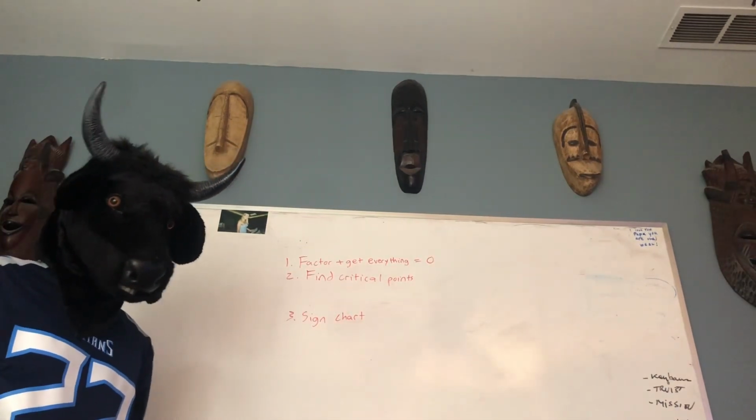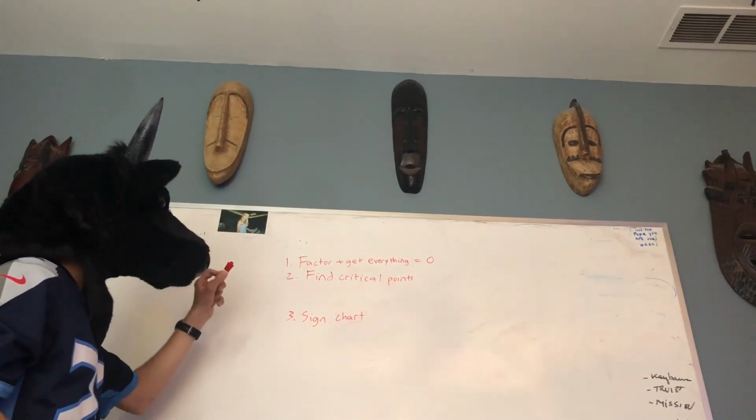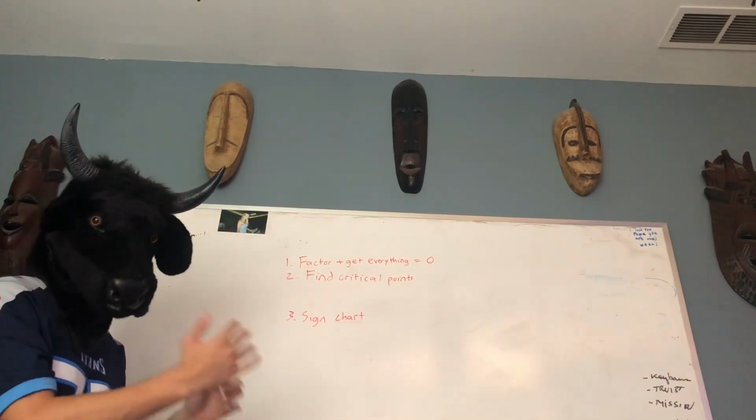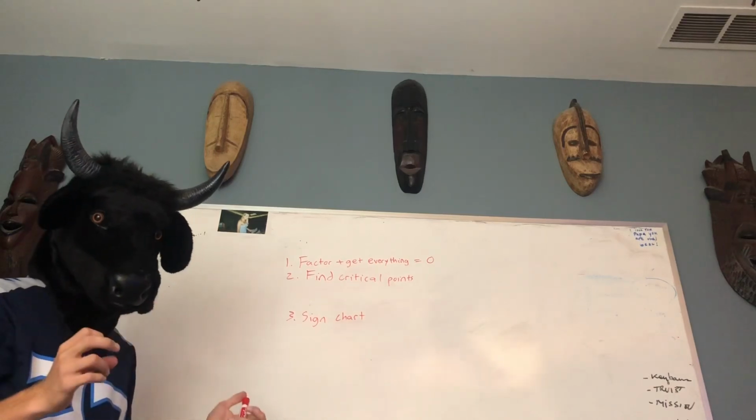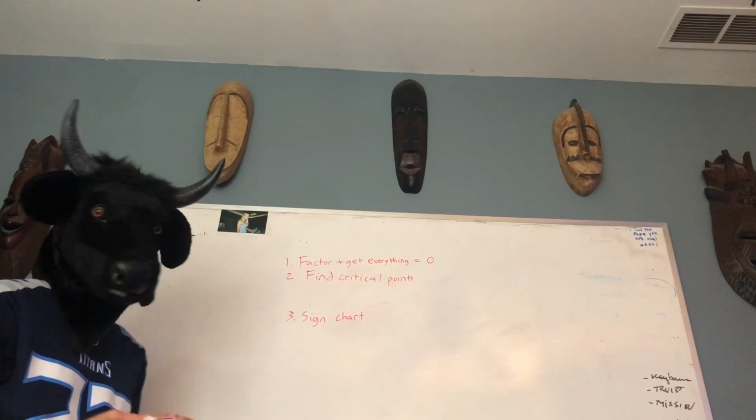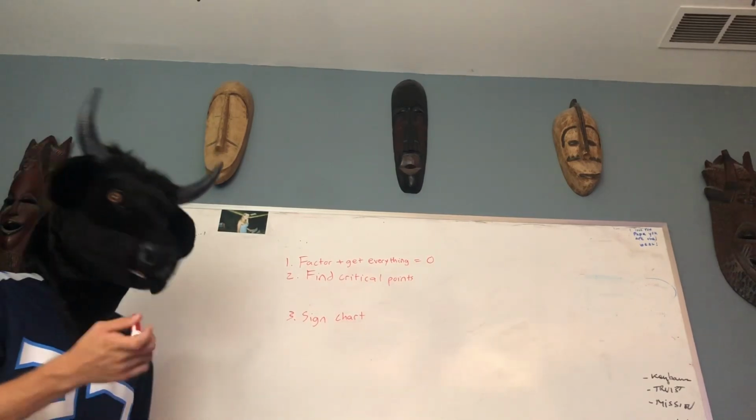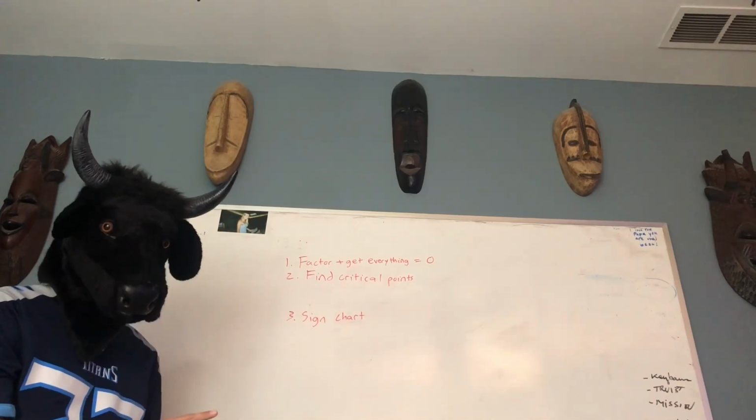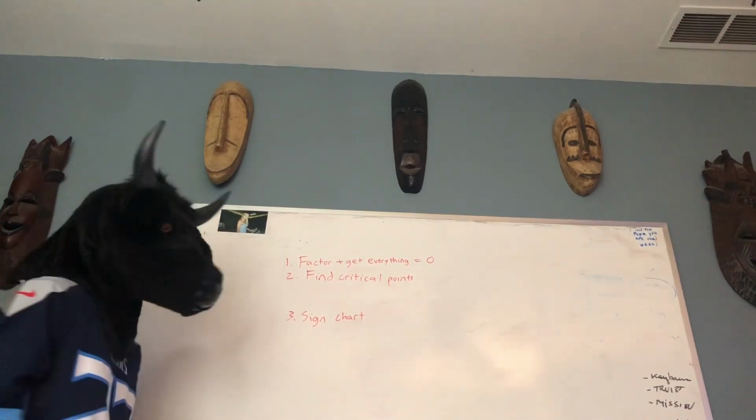So the 3 steps to solving rational inequalities are: first, factoring and getting everything equal to 0. So getting all the variables on one side in one fraction and having that whole thing be equal to 0, or in the case of an inequality, maybe less than or greater than, or less than or equal, and so on. But just to have everything on one side and 0 on the other side. And then step 2 is to find critical points.